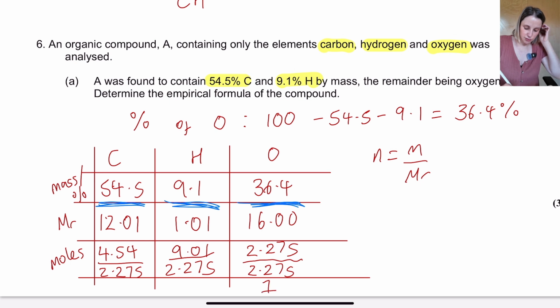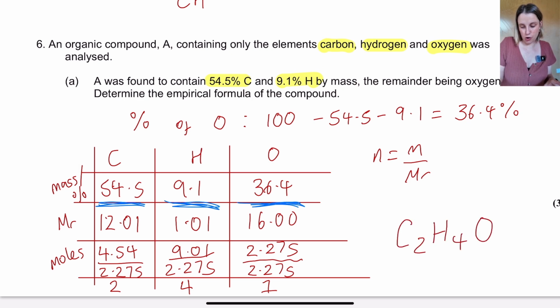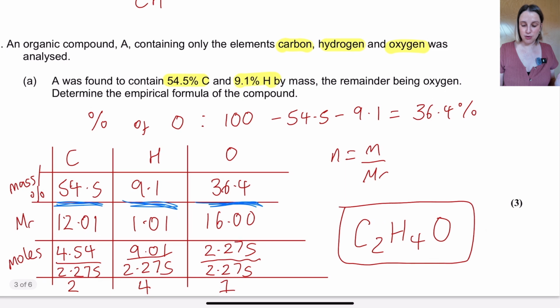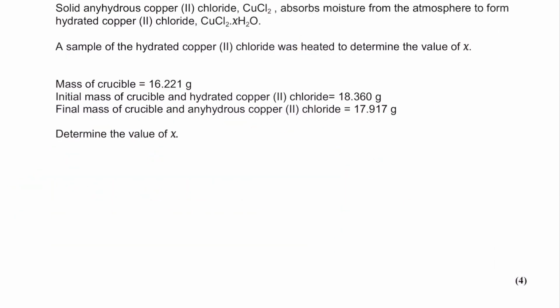So this one now becomes 1. I really wish I'd left myself more space here, but these things happen. This one becomes 4, and this one is 2. So that's kind of easy to see the ratio now. So the final answer, don't forget to do this, is C2H4O. The amount of times that I've seen students forget to give the actual empirical formula at the end. So this is the ratio of carbon, hydrogen, and oxygen in this compound, and that is worth 3 points overall.